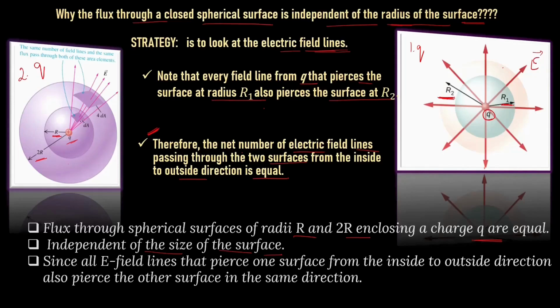So whatever field lines pass through this dA surface will also pass if we increase the surface area. In this figure we are noticing that we have now increased the surface area to 4 times the previous case, but the field lines will remain the same. Field lines have not been quadrupled, that is, they are not increased. So the flux will remain the same whether we increase the area 10 times or 4 times or 16 times. It is independent of the radius of the given surface.